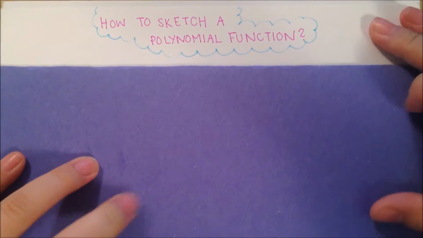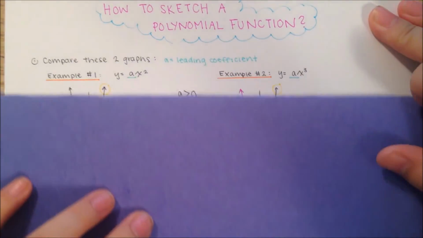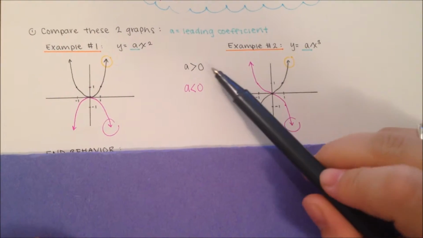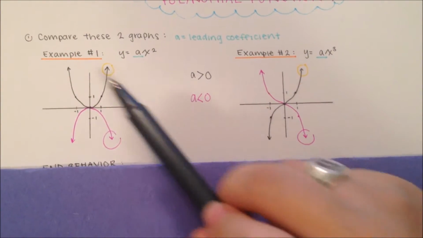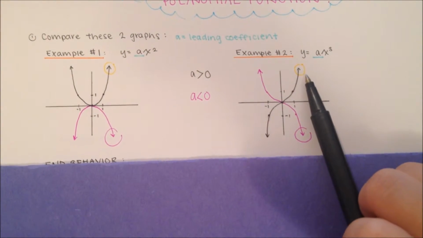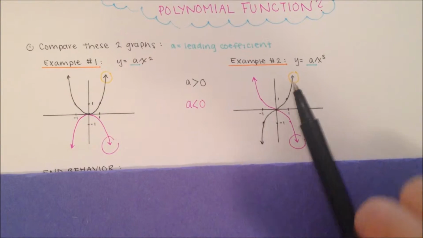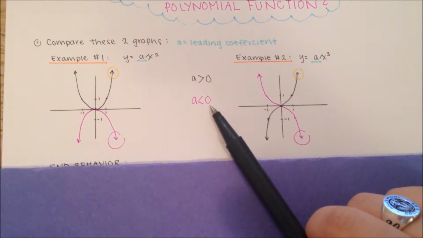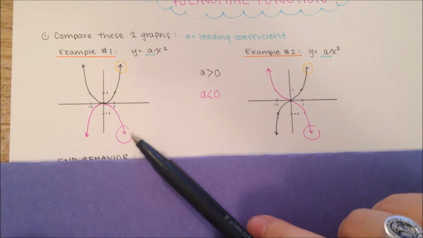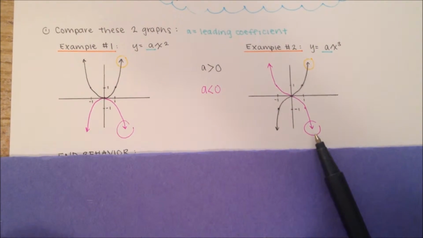How to sketch a polynomial function. First, let's compare two graphs where a is the leading coefficient in both. When a is greater than 0 or positive, the graph of example 1 and 2 both end going up as displayed in yellow. However, if the leading coefficient a is less than 0 or negative, the graph of example 1 and 2 both end going down as shown in pink.